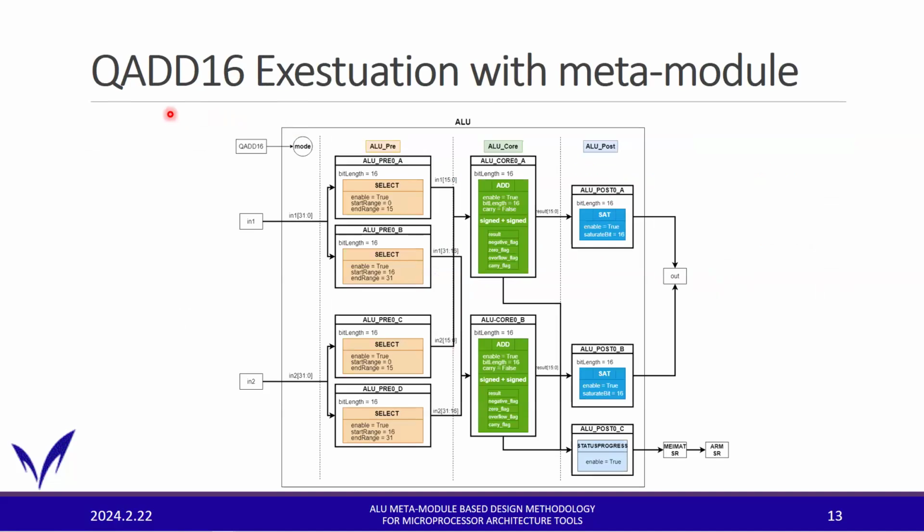Here we reconsidered the QS16 execution flow with metamodules. In the ALU pre-step, 4 modules are instantiated. Each of them divides the input data into half-words using the select function. The ALU core step inputs half-word data to the two modules and outputs the signed addition result and its flags. In the ALU post step, two modules perform the saturation operations, and another module receives the flags and processes the status. In this way, the ALU instruction can be realized using multiple submodules instantiated from the ALU metamodule.